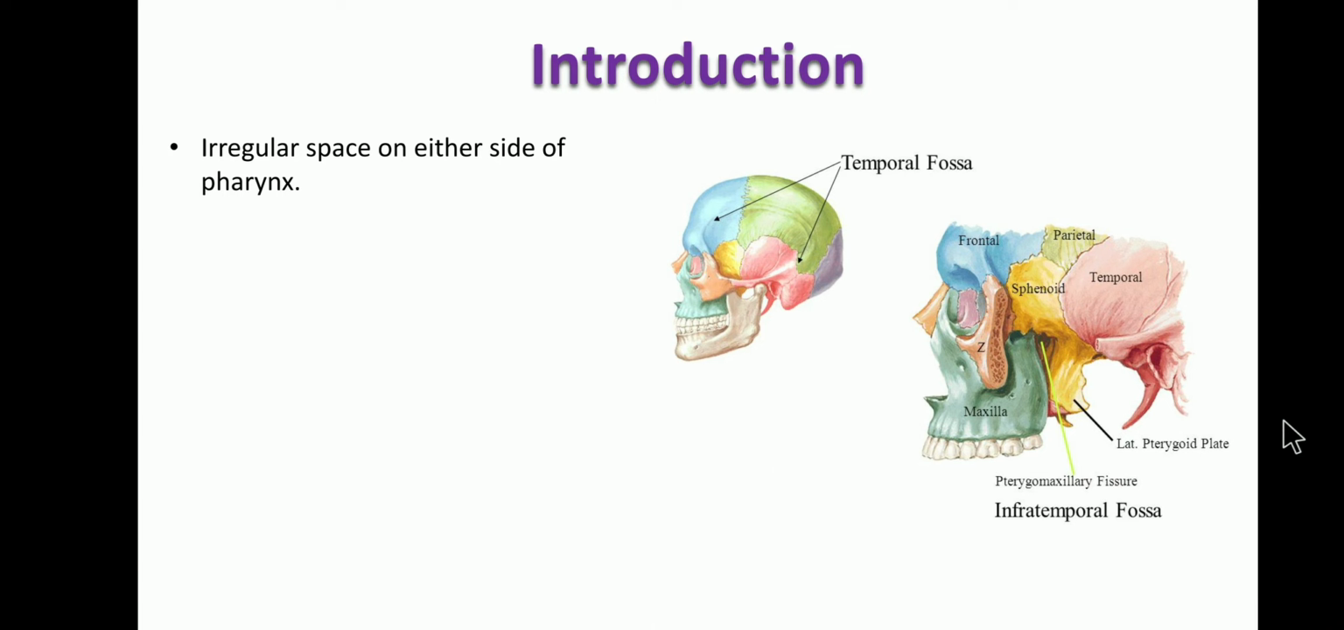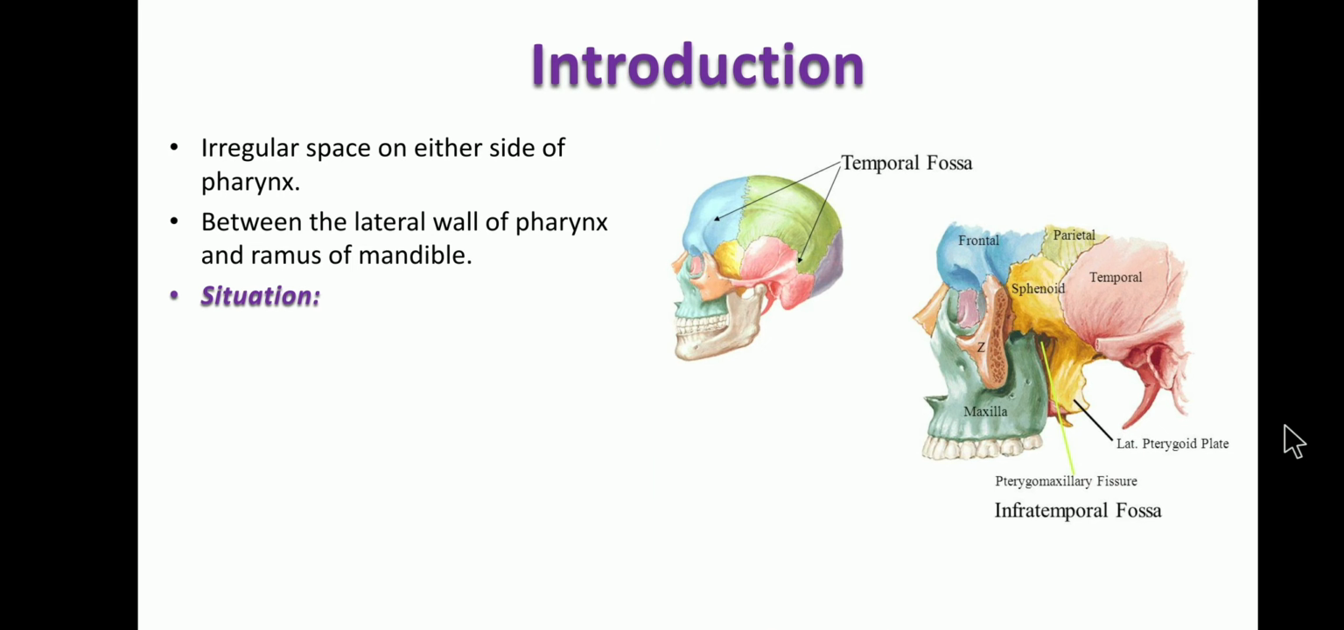It is just a space which is filled with mainly two muscles, and mainly you come across the mandibular division of the trigeminal nerve and the maxillary artery. So this infratemporal fossa, as I told you, is between the lateral wall of pharynx and the ramus of mandible, where it is situated below the middle cranial fossa.